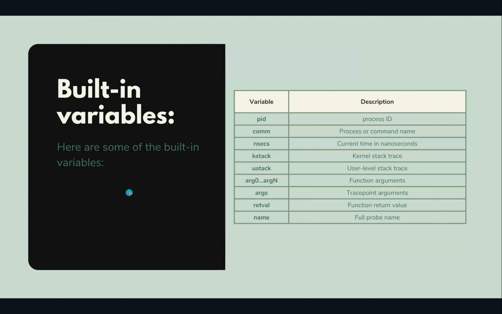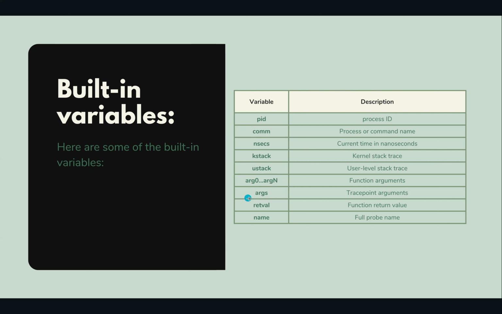And there are some built-in variables which we cannot assign, of course, but we can already get data from them. Let's say if we use pid in any of these variable definitions, we will get the process ID of the particular process. If you want to get the process name, we can use comm. If you want to get the current time in nanoseconds, we'll use nsecs. If you want the kernel stack trace, we'll use kstack. Same goes for ustack. And if the function has a couple of arguments and we want to take them, we'll use this type of syntax.